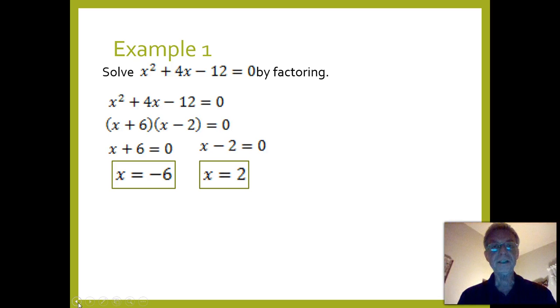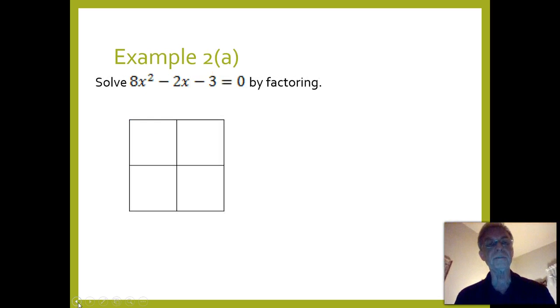Okay, let's look at example 2. This one looks like it's going to be broken up into a couple of things. This one's a little bit more complex, so you couldn't just guess at it too easily. So we're going to write it down in the boxes like we did before. So with the 8x squared, it's going to go in the upper left box, and the negative 3 is going to go in the lower right.